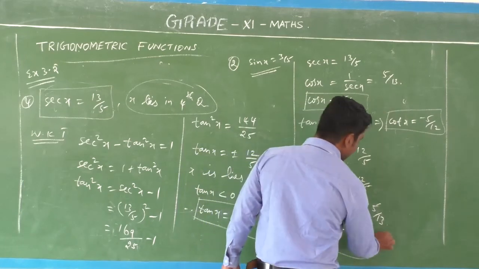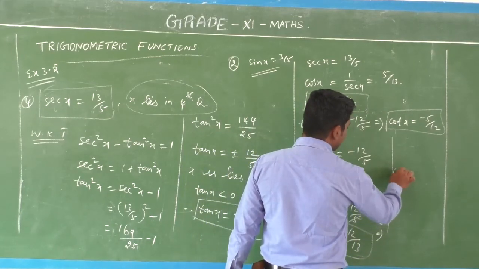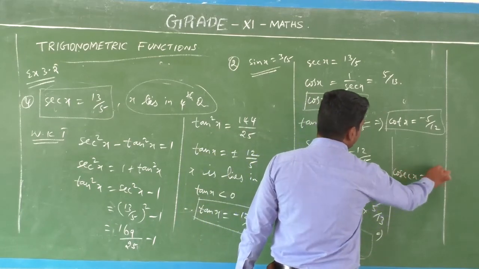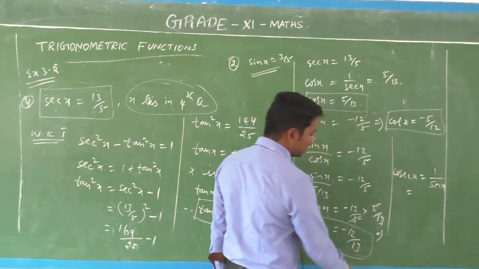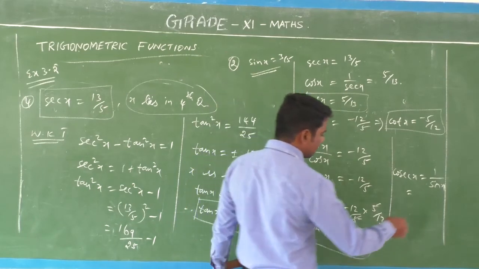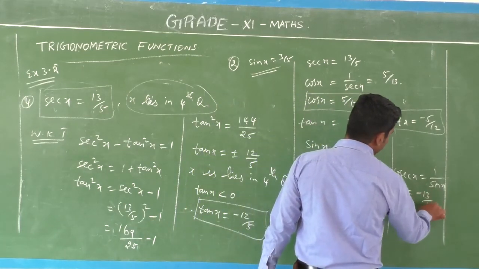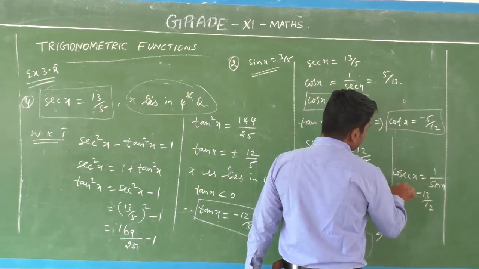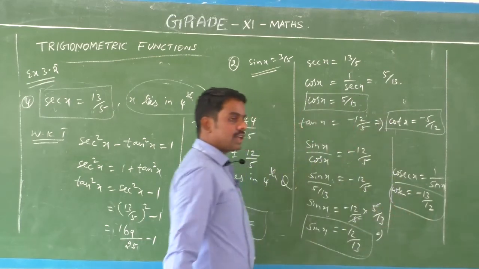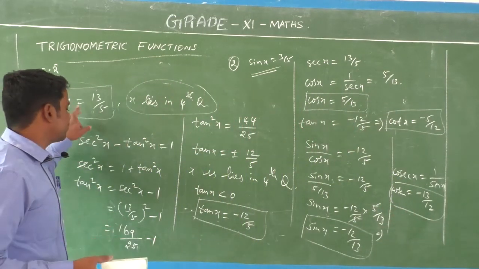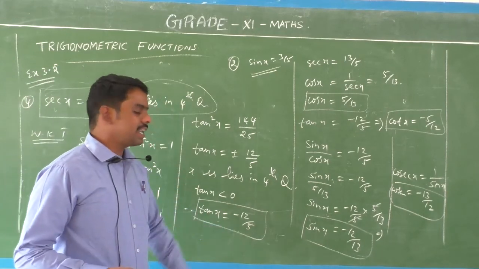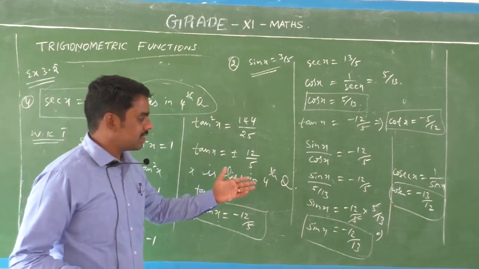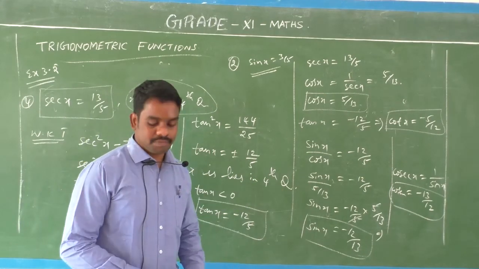Which implies cosecant value. Cosecant x is 1 by sin x, the reciprocal of sin x. So here sin x value is minus 12 by 13. So cosecant x value is minus 13 divided by 12. That's it. Given the information secant x value, you can find tan x. Tan x is minus 12 by 5, and cos x, sin x and cosecant x. That's all. Very simple.